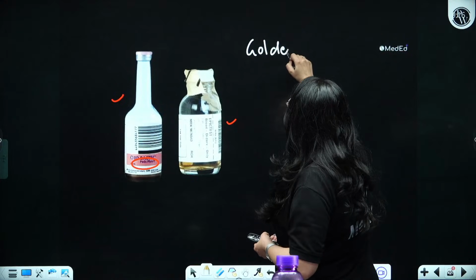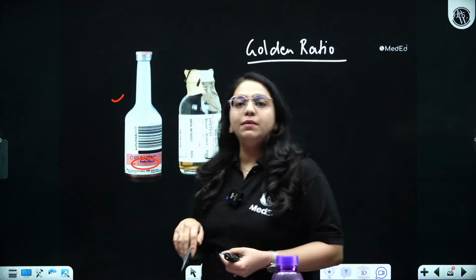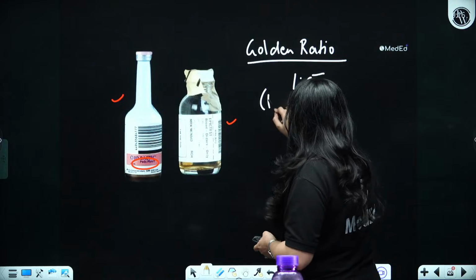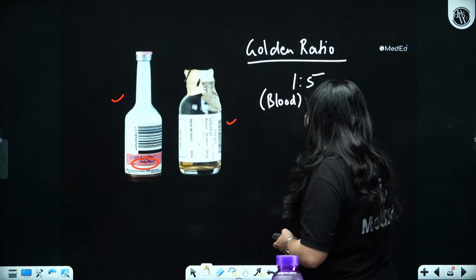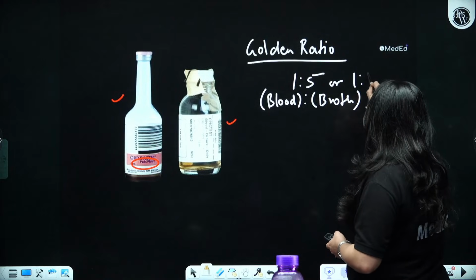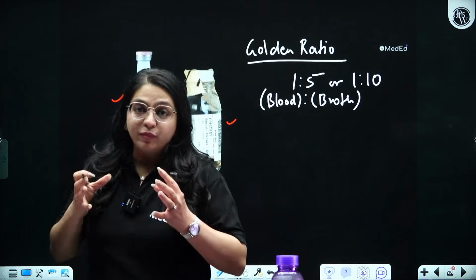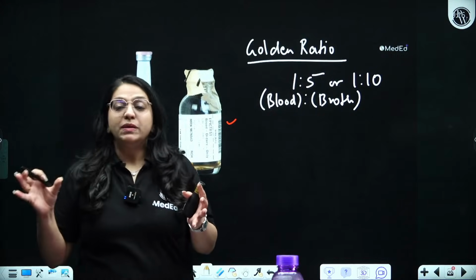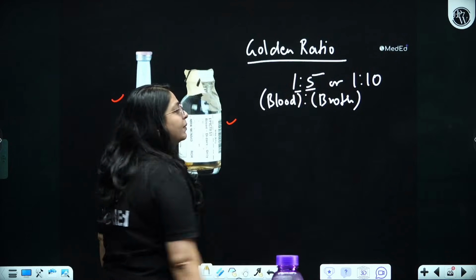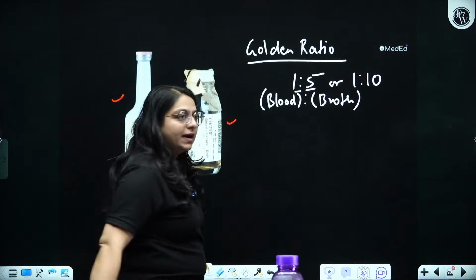Now this is very important for the MBBS students. What is the golden ratio which you have to maintain in blood cultures? 1:5. What is the 1:5 ratio? Blood to broth ratio. So it can be 1:5 or 1:10. That means if you are taking 5 times the amount of broth, 1 part of that has to be blood. Okay. So if you are using 5 ml of broth, 1 ml of blood needs to be put inside it. Or 10 ml of broth, 1 ml of blood needs to be put inside it.